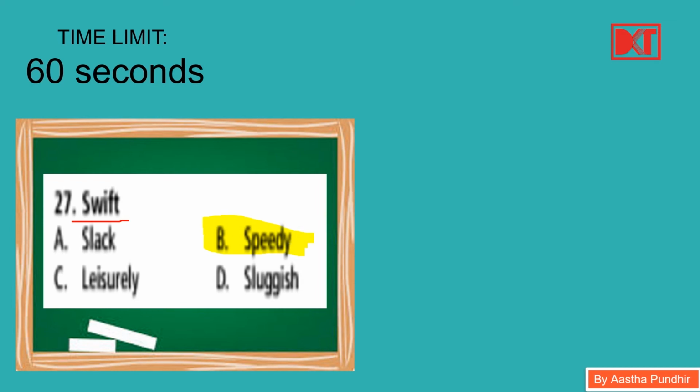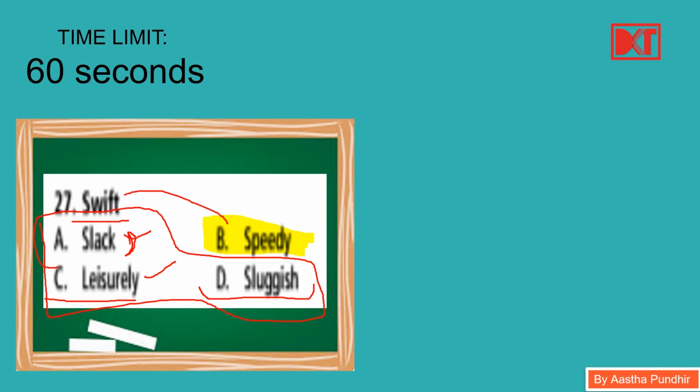Alright, and slack. Slack can be the opposite of speedy, and we can refer to slack as something that is loose and not really held tightly. Leisurely means having fun, going at ease. Alright, so this can also be said to be an antonym in some sense. Again, sluggish also refers to slow moving and not being very active.